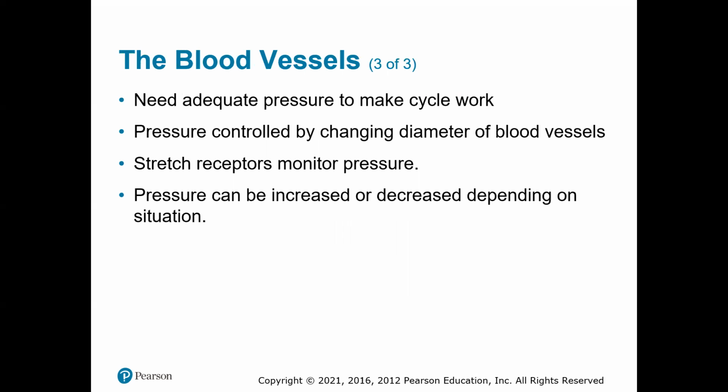This is where too low blood pressure, or hypotension, and too high blood pressure, hypertension, come into play. This pressure is controlled by the diameter of the blood vessels. If our blood vessels are too large, the amount of blood in them is not going to be able to sustain that pressure. Stretch receptors will monitor this pressure and either constrict, making the blood vessels smaller and increasing the pressure, or make them relax or dilate and decrease this pressure.